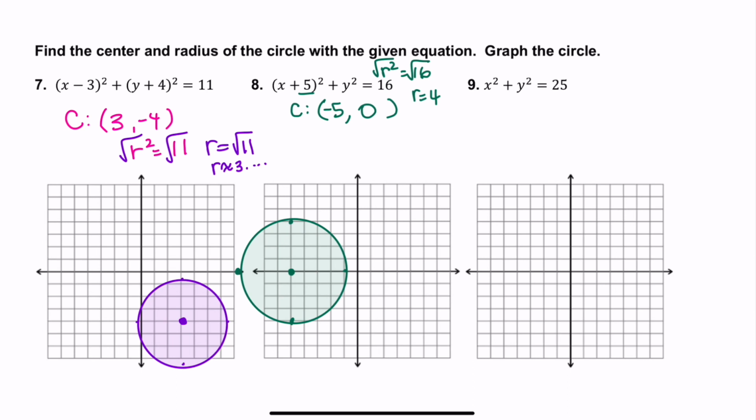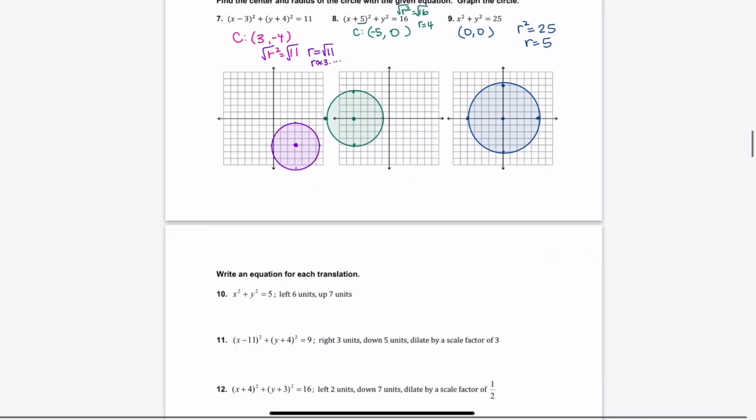Now number 9, it doesn't have any plus or minus numbers on either the x or the y, so it's going to start at 0, 0. My radius squared is 25, so my radius is going to be 5. Start at 0, 0, and I'm going to go 5 up, down, left, and right. You're going to connect those in a smooth curve, and do your best to get a circle out of that. And that would be our equation of that circle.